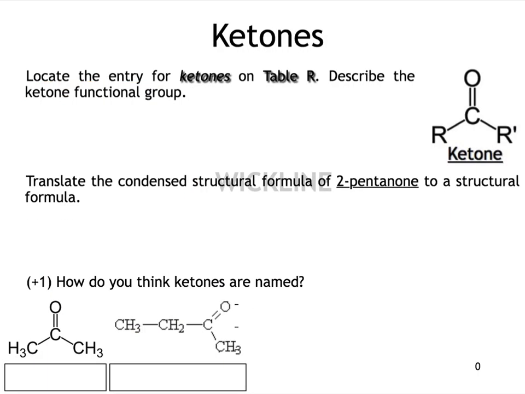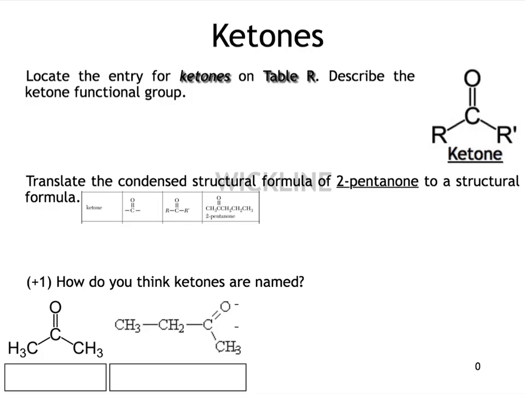Okay, so ketones are up next. So let's check out table R. This is what table R has for ketones, and here's the condensed structural formula of their example. But it's sort of like an aldehyde, except that a ketone has an R with a C and a double bonded O, and another R group. So instead of having an H here, it has another R. You can see that reflected up here as well.